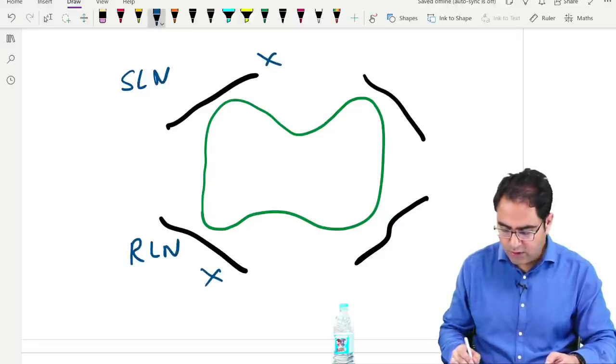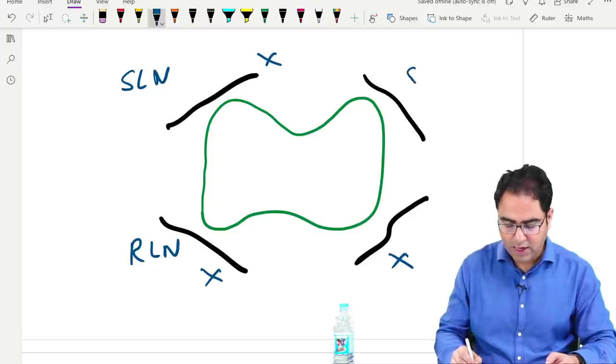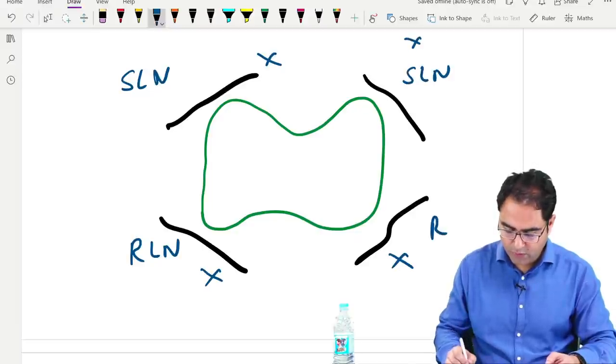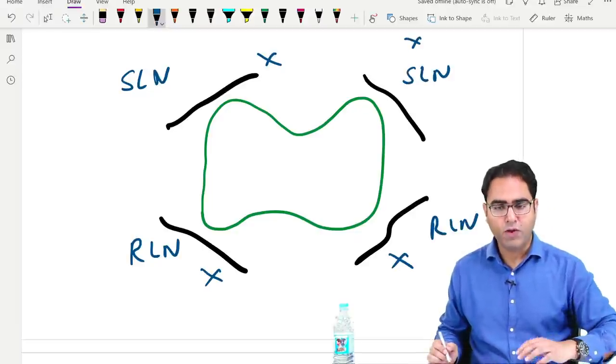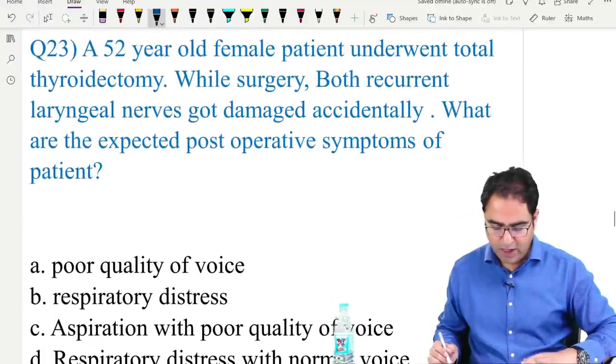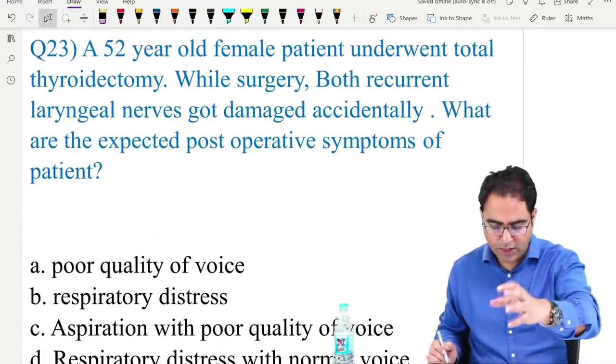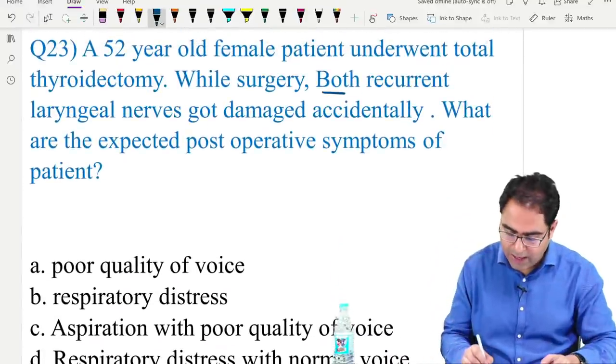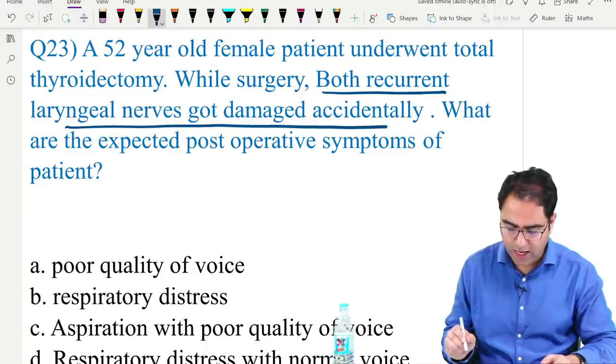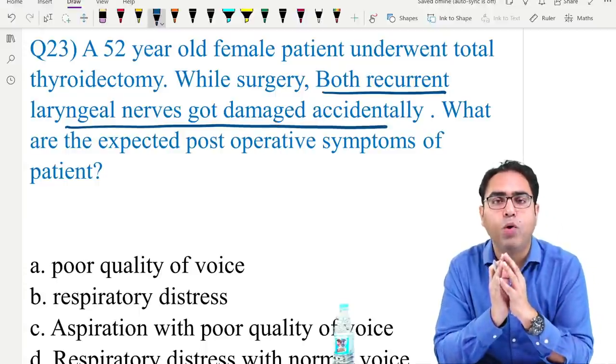Now, the next question is, if this is cut, beta. First surgeon cut the SLN both sides. Now he's saying RLN cut both sides, beta. Now what will happen, beta? Now please see, a 52-year-old female patient underwent total thyroidectomy. During surgery, both RLN got damaged, beta. Okay. Now what is the expected post-operative symptom, beta?